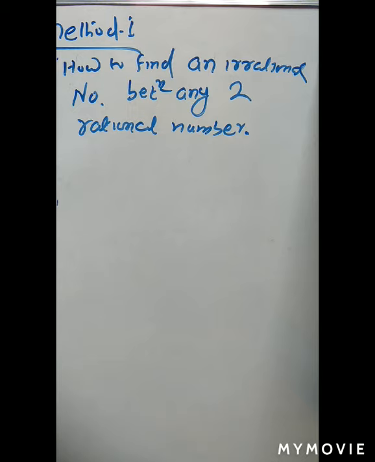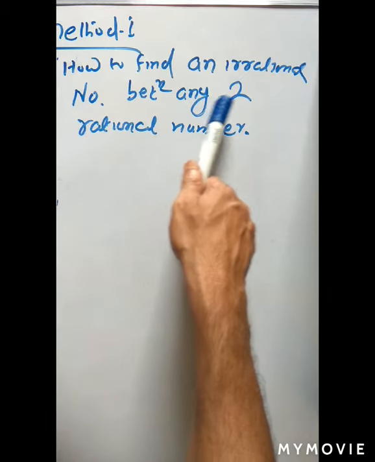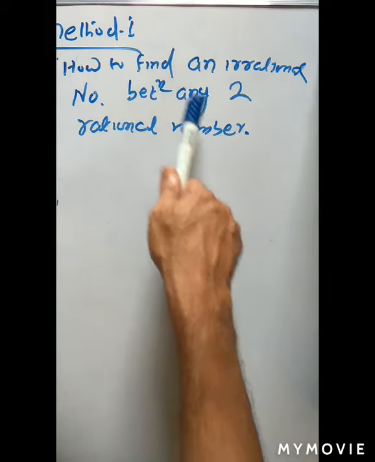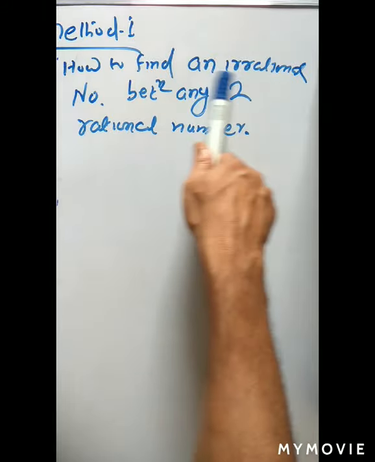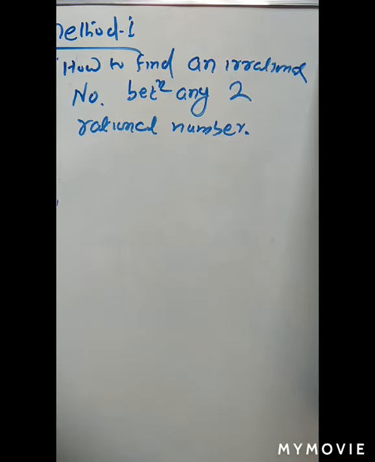Two numbers will be given. Within these two numbers, you have to find three irrational numbers or two irrational numbers like that. So remember, in the last classes, I had told you in between two rational numbers there are infinite rational numbers possible. Similarly, in between any two rational numbers, we may get infinite irrational numbers. So let us take an example.